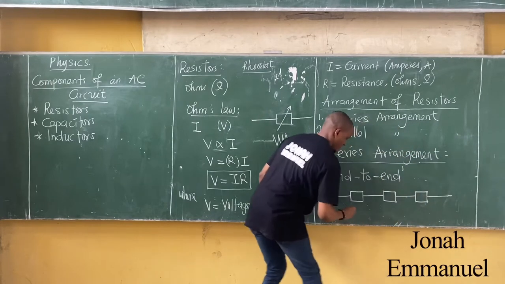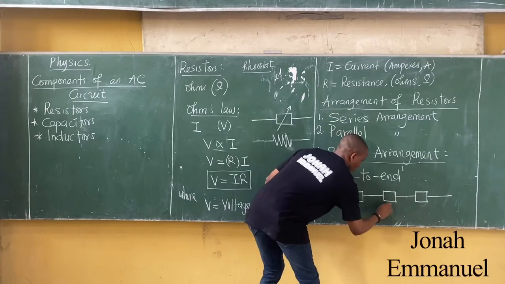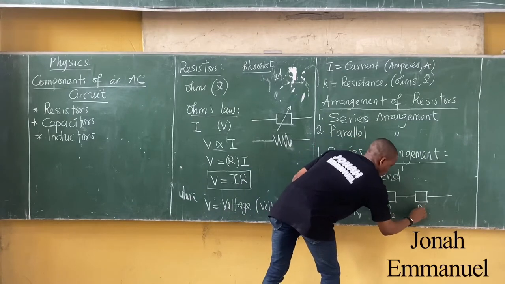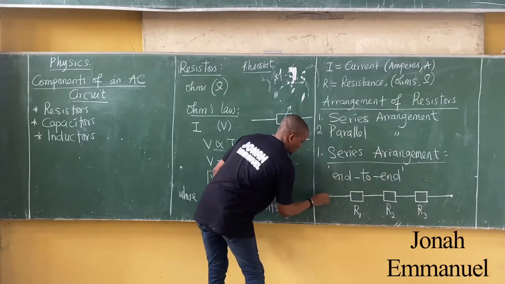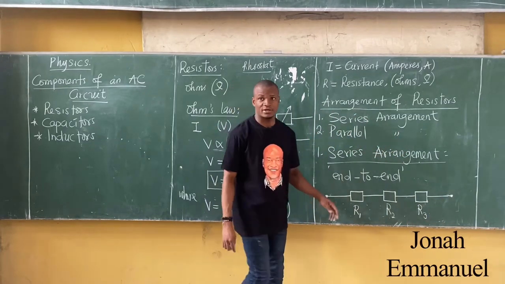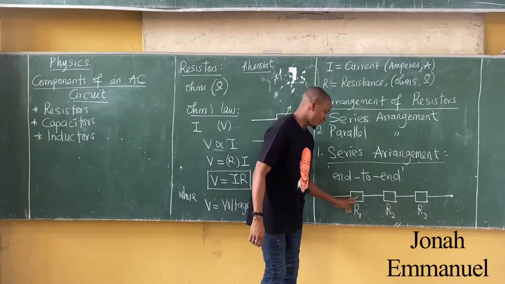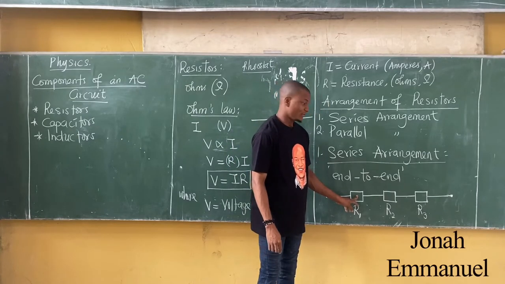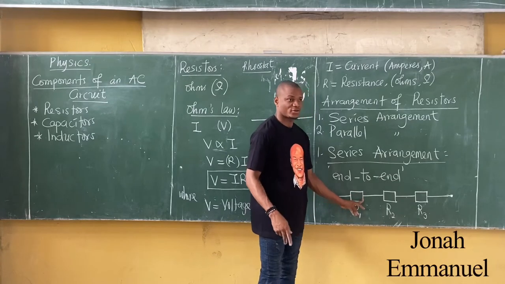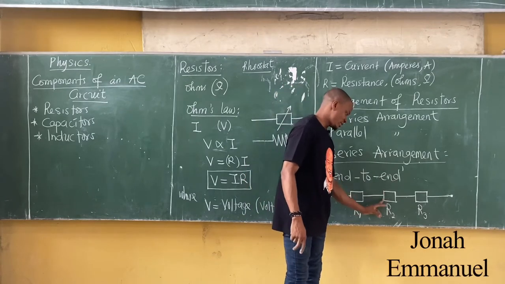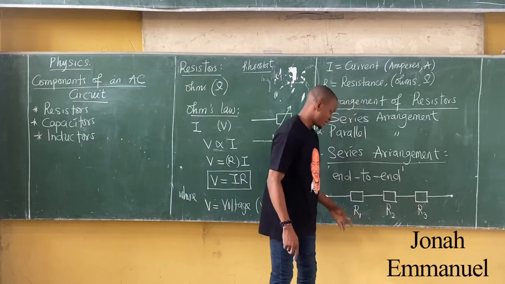Alright, so let's say I have this as R1, R2, R3. This is called resistors in series. So look at this. I'm having my first resistor here. These are the ends of the resistors, here and here. They're my ends of this resistor here. This one too. You can see the ends here, right? So look at this now.